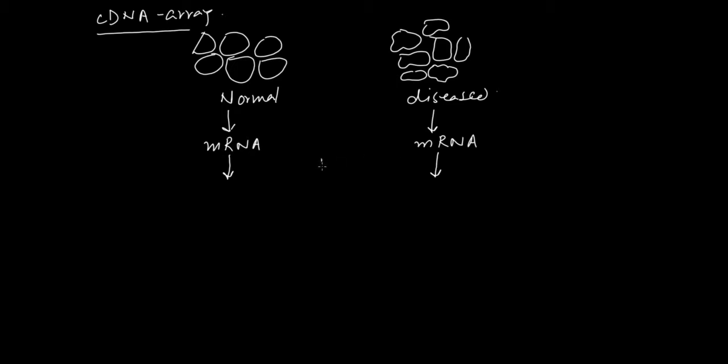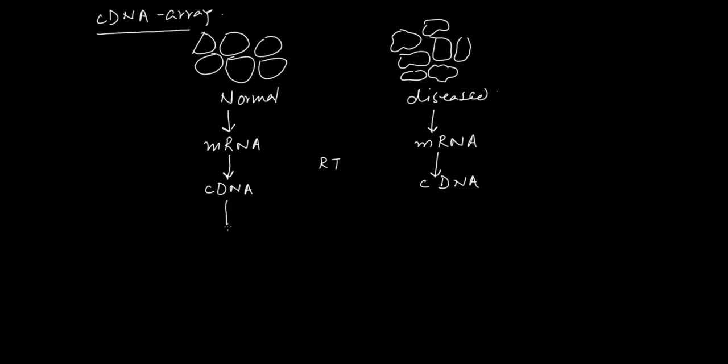So we do the RT here and we get cDNA here for the normal sample and the cDNA for the control or disease sample. Now the objective here is to find out genes which are upregulated or downregulated in disease condition. How are the gene expression levels different in the two conditions? That's the objective. We do gene expression profiling at whole genome level using cDNA array.